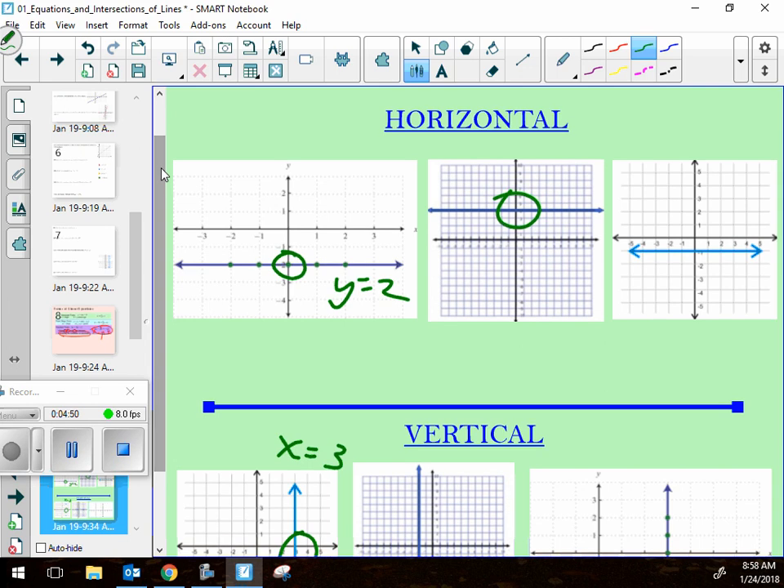Did I say? Oh, you're right. I think I said -2 and didn't write -2. You are correct. Thank you for saying it, especially because it's on the video. All right. That is y equals -2.